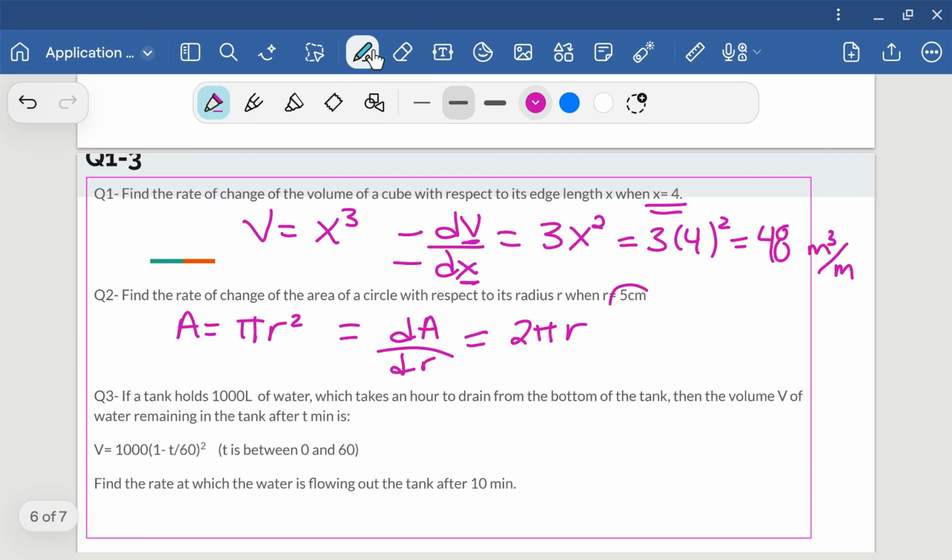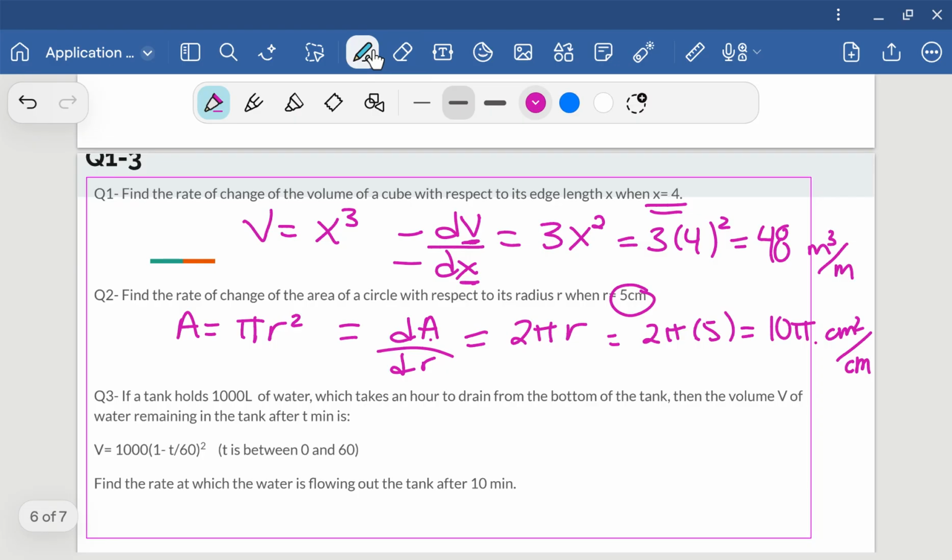And now if your radius is 5, we'll plug that in. So 2 pi times 5 will give you 10 pi. And then same idea with the units. If this was, say, in centimeters, area would be centimeters squared, and then the radius is just centimeters by itself.